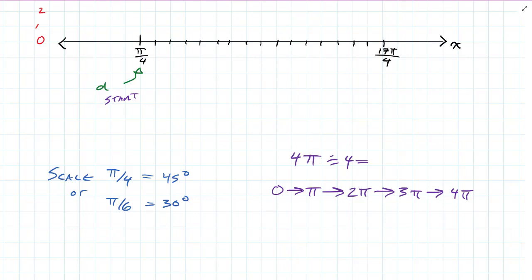So we got that. We already figured out the end point. That's easy. We just did it. This guy plus pi over 4 gave us 17 pi over 4, so that's our endpoint. Let's just find the other ones.